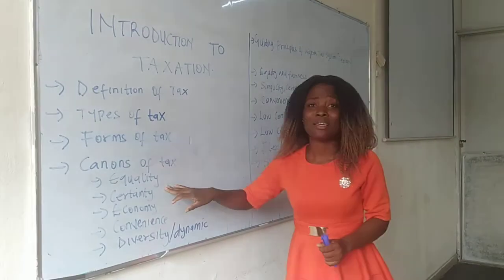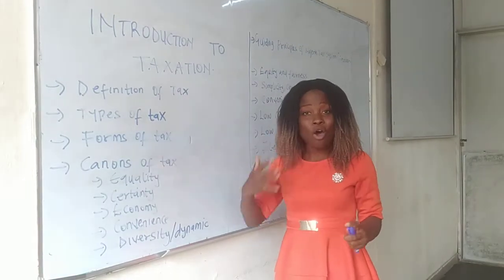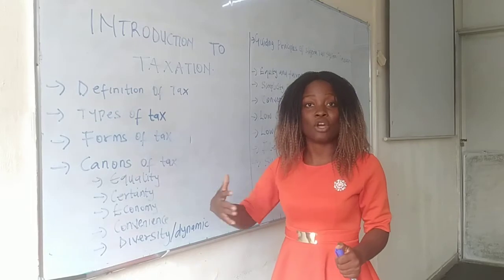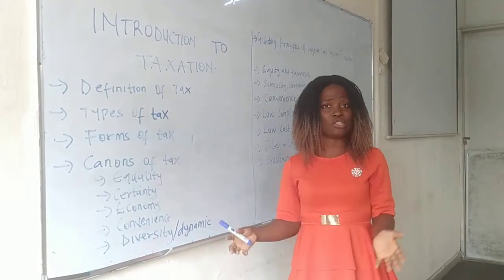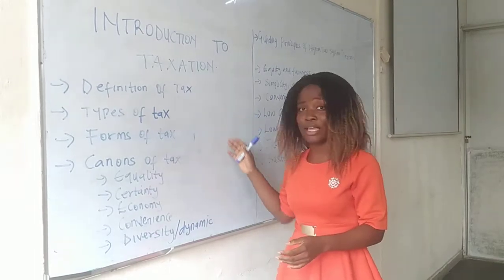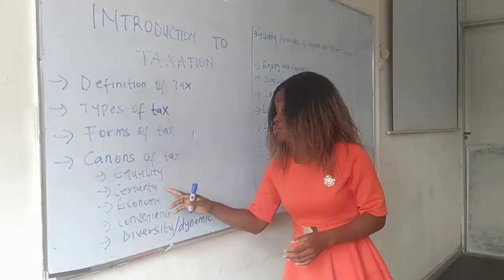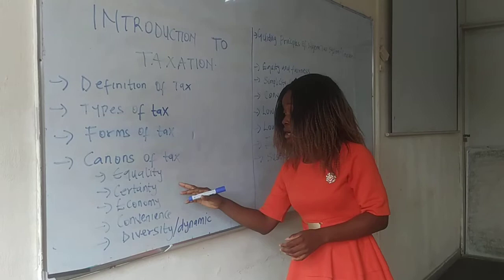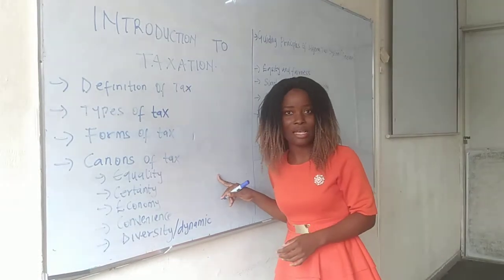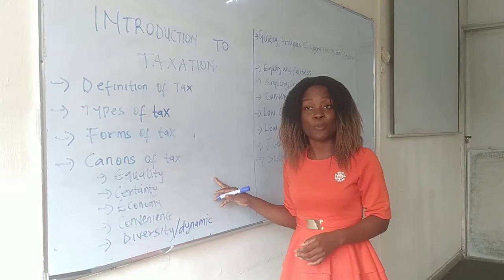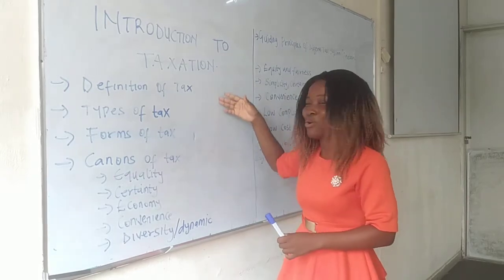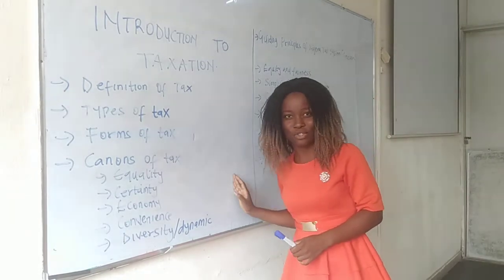Then certainty. It is important that all taxpayers should know the amount that they ought to pay as tax. Take for instance, an individual can even stay in his or her home and know, okay, this is my total income for the day, and you check your pay slip and you check how much has been deducted as tax, and you're able to say, okay, yes, it tallies with what I'm actually supposed to pay based on the personal income tax rate. So it should be certain.